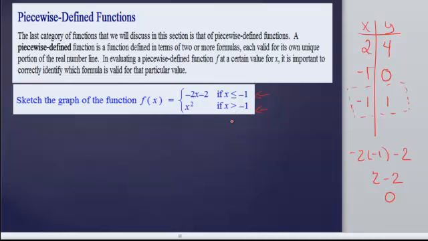So what if we pick the number -4? -4 falls into this one. So we would say -2 times -4 minus 2. That would be 8 minus 2, which is 6.